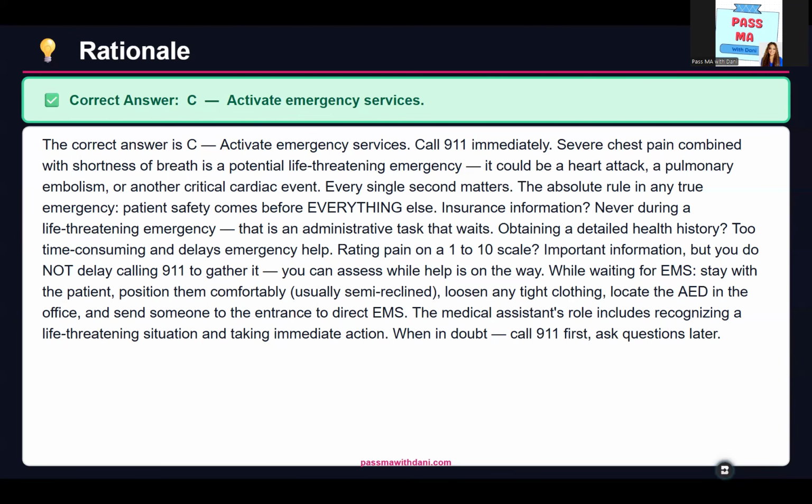Obtaining a detailed health history. This is time consuming. This is going to delay emergency help. Rating the pain on a scale of 1 to 10, yes, this is important info, but you do not delay calling 911 to gather it. You guys can assess this while help is on the way. And then while you're waiting for EMS, make sure that you're staying with the patient, they're positioned comfortably, their clothes are loosened, and you have the AED located in case it's needed.